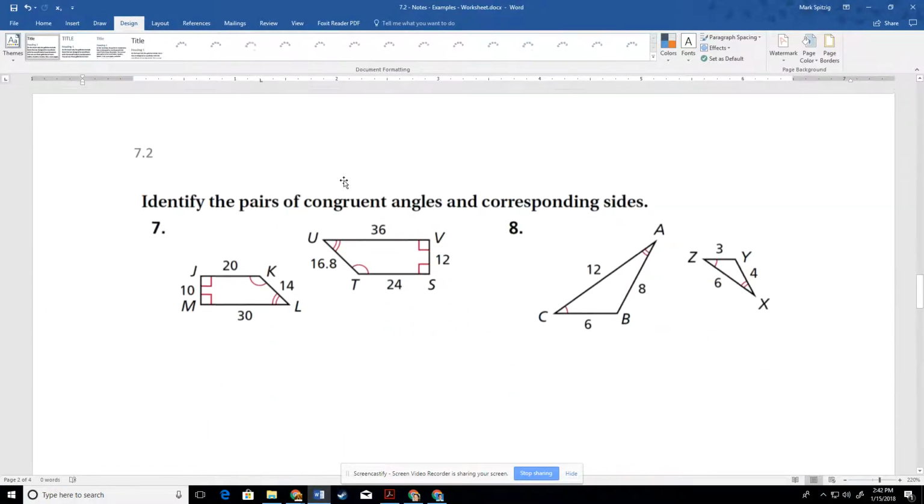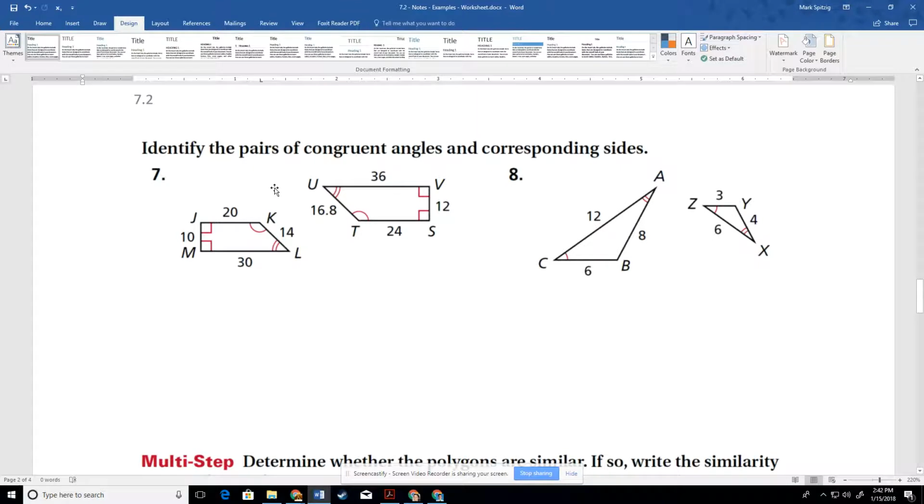Okay. Identify the pairs of congruent angles and corresponding sides. All right, we'll do this again. In this case, we have to recognize that this is kind of flipped here, and so we want to make sure we're matching things up, where we can go small, small, medium, medium, and so on. So we'll say angle J is congruent. So we'll just do JKLM, JKLM.